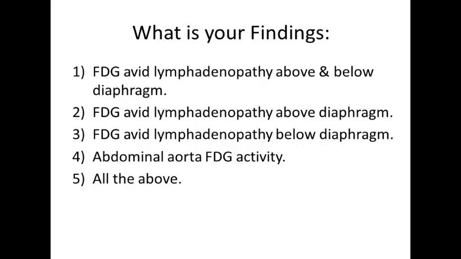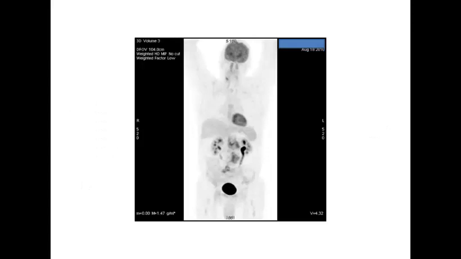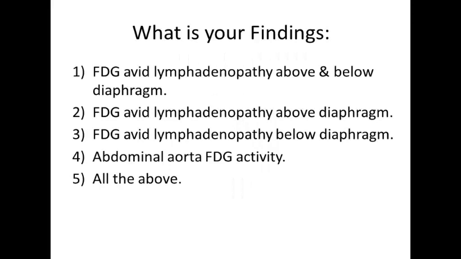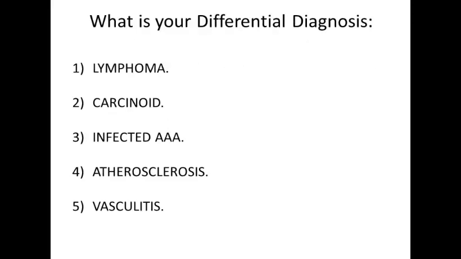What's your finding? FDG evident lymphadenopathy above and below diaphragm, abdominal aortic activity, or all of the above? Okay. So what's your differential diagnosis? Lymphoma, carcinoid, infected abdominal aortic aneurysm, atherosclerosis, or vasculitis?